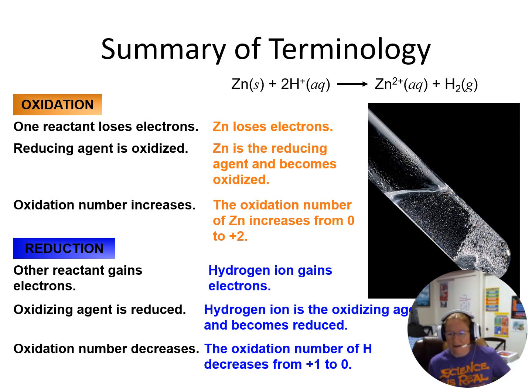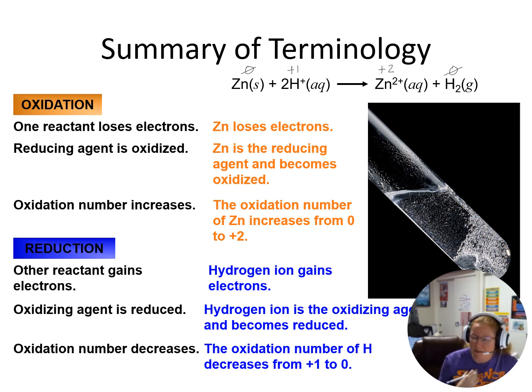So here we have just a little summary. We've got zinc and some hydrogen, so we can assign these oxidation numbers. Solid zinc would be in its natural elemental state, so it would have a 0. A hydrogen ion would have a +1. My zinc ion has a +2. And my hydrogen gas is in its elemental form, so we get a 0.